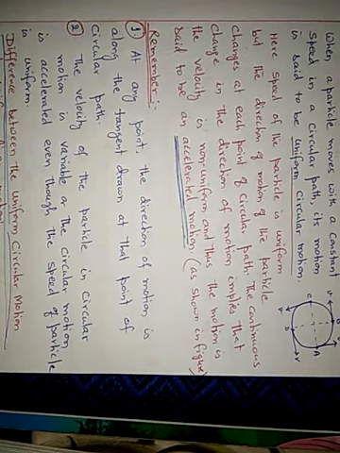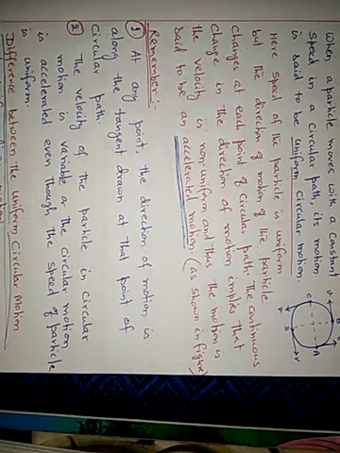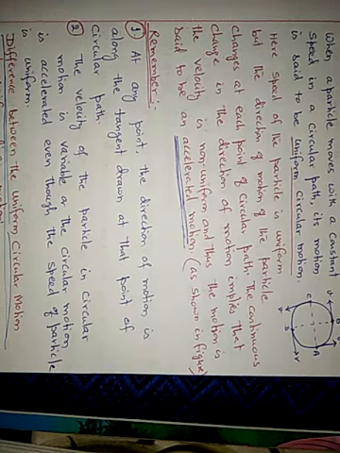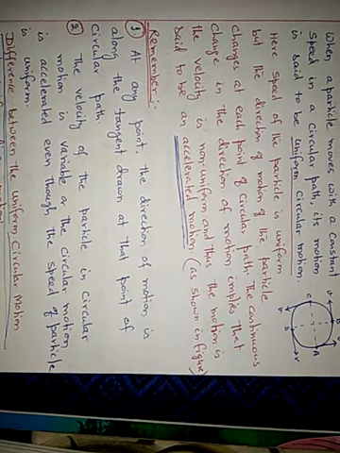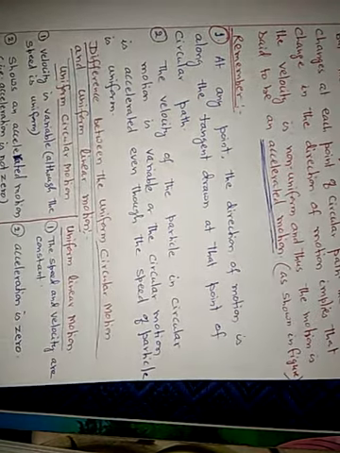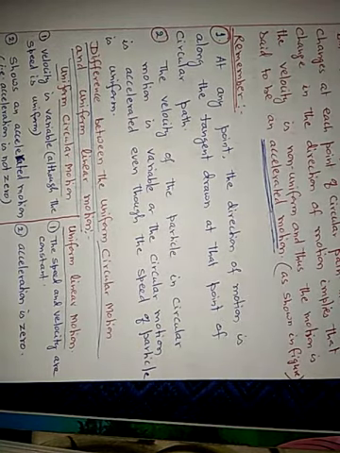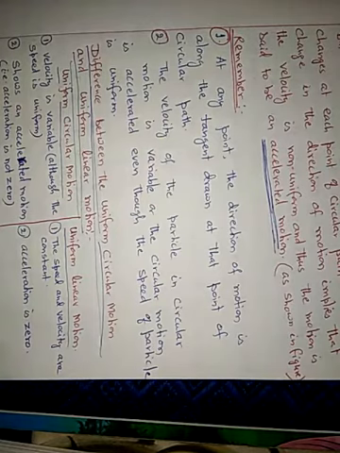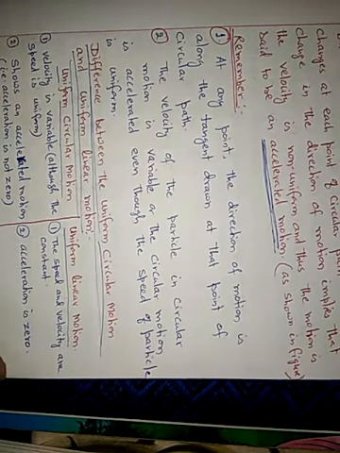Because the velocity is not constant here, it is variable, accelerated motion is shown by the body in uniform circular motion, whereas in uniform linear motion the speed and velocity both are constant, so the acceleration will always be considered to be 0. As you know, acceleration is nothing but the rate of change of velocity of the body. So these are the differences between uniform circular motion and uniform linear motion.